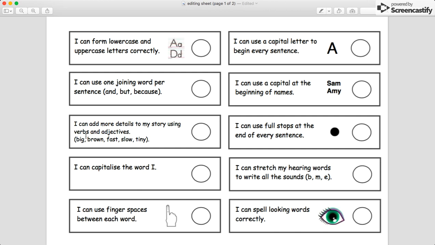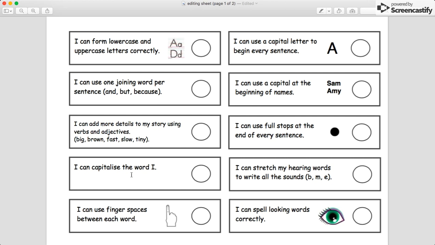The next one says, I can add more detail to my story using verbs and adjectives. Is your story a bit boring? Does it tell us everything we need to know? If the boy is running, is he running fast? Is he running slow? Think about how you can add more detail. Use your red pen, tick the circle when you've made those changes.